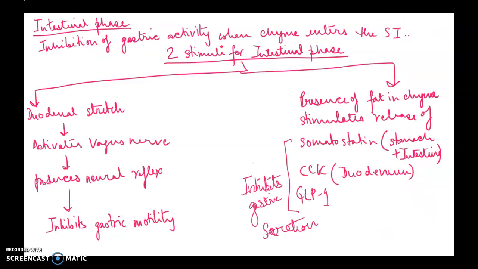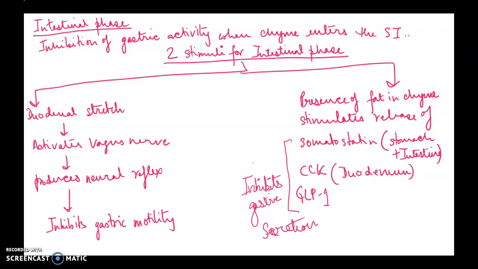Moving on to the third phase, which is the intestinal phase. Intestinal phase is nothing but inhibition of gastric activity, and this takes place when the chyme moves from the stomach into the first part of the small intestine called the duodenum. Now for the intestinal phase as well, there are two stimuli. First, duodenal stretch, meaning as more chyme moves into the duodenum, that activates the vagus nerve. The vagus nerve in turn produces a neural reflex that inhibits gastric motility.